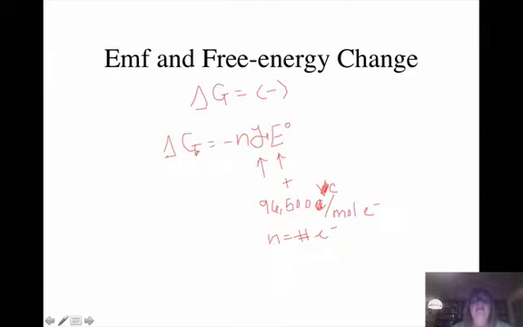So you can see delta G's got to be negative. F is positive. E is positive. n is positive. That gives us a negative delta G. All right. And also remember that we said a volt is a joule per coulomb. And so now this is a coulomb, n is moles of electrons, so we wind up coming up with delta G having a value of joules, which is a great unit for free energy.